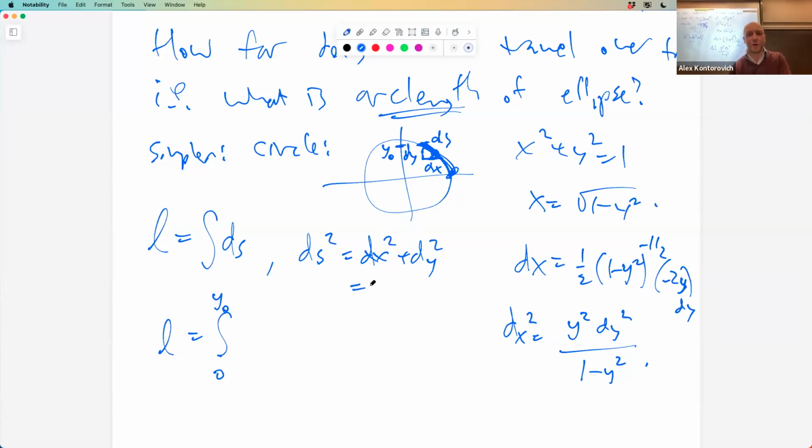Yeah, so we didn't finish the calculation. What is ds squared? I want to add y squared over 1 minus y squared dy squared to dy squared. I'm substituting dx squared in for this. And so what do I get? I'm writing this as 1 minus y squared over 1 minus y squared, and so I have 1 minus y squared plus y squared. That's just a 1. So I get dy squared over 1 minus y squared. Very good. And so that's ds squared. So ds is dy over the square root of 1 minus y squared. Is everyone with me so far?